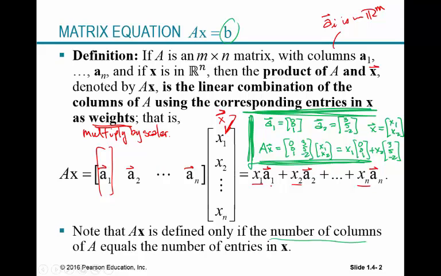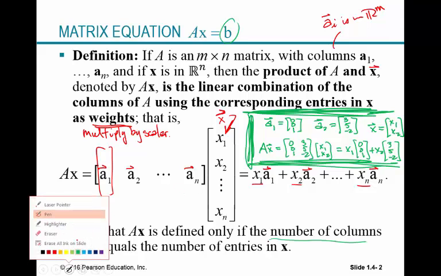Okay, so what I'll do is in green, I'll try to walk us along with the example that we did at the beginning of this class as we're trying to find out more information about the ideas in this section. Say that the number of columns A has to be equal to the number of entries in X, but there's 2 entries in X.